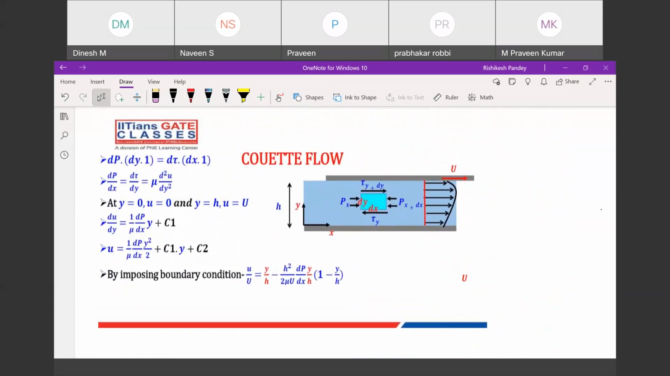What is Couette flow? Couette flow is when one of the plates is fixed and another plate is moving with some velocity u. See, in the last problem, both the plates were fixed. In this particular problem, one of the plates is fixed and another plate is moving with velocity u. This particular case is known as Couette flow. So the very first thing you can note is that when one plate is fixed and another is moving with some constant velocity u, then that particular flow is known as Couette flow.